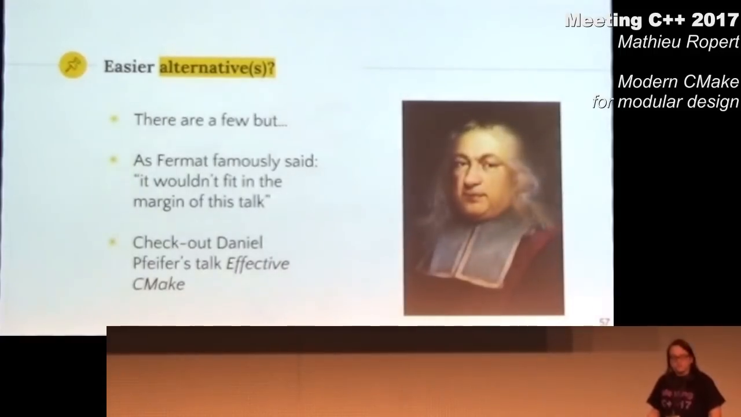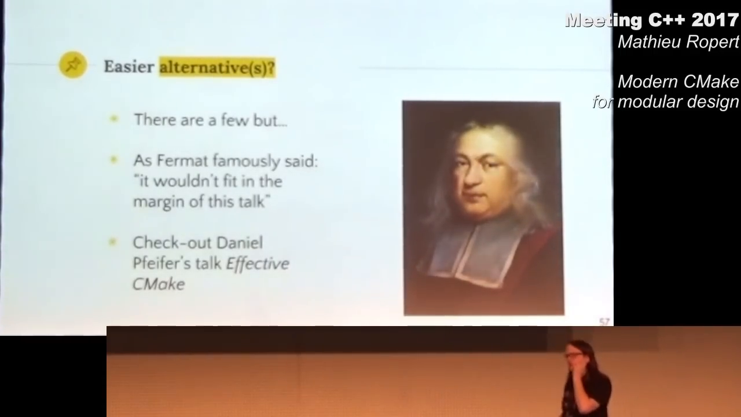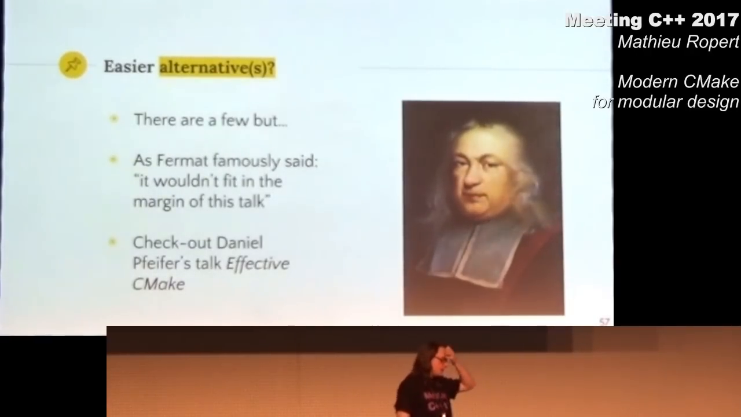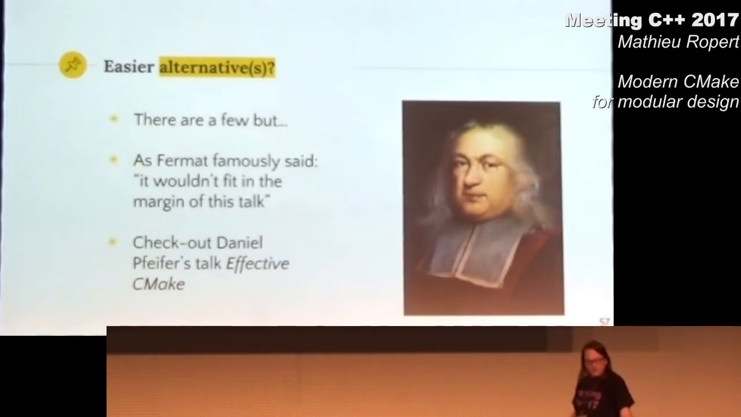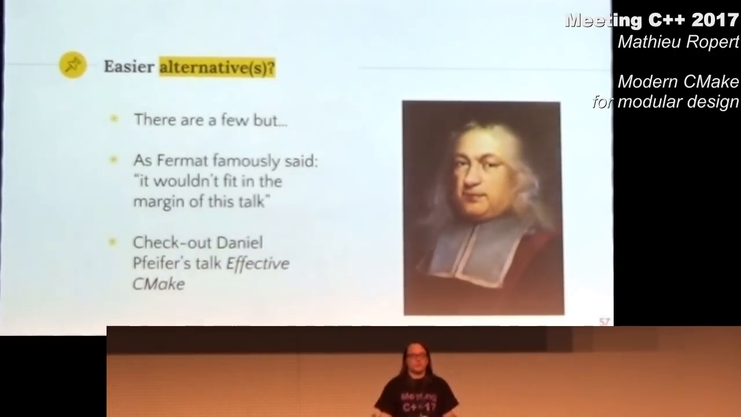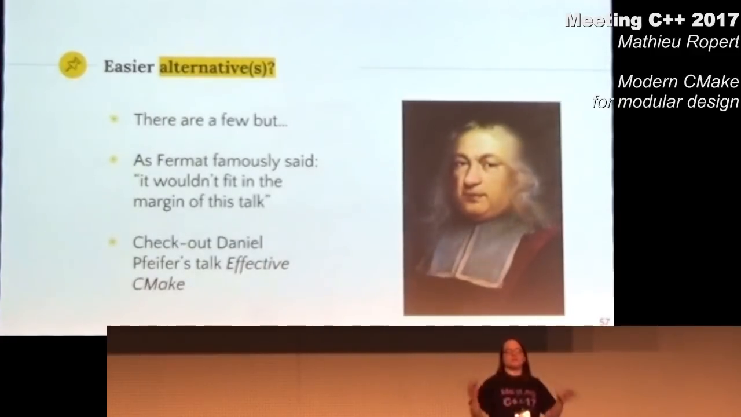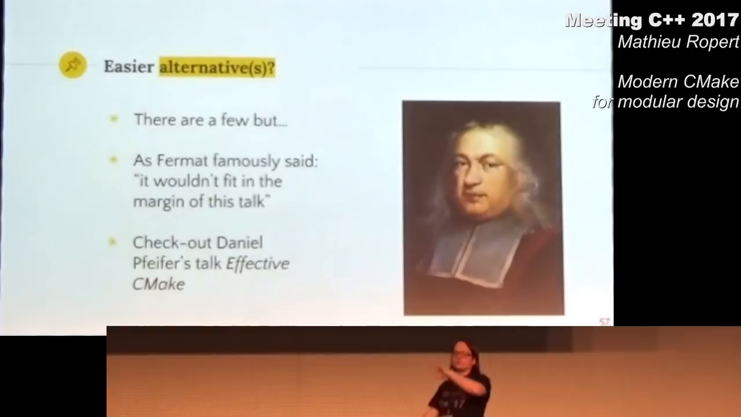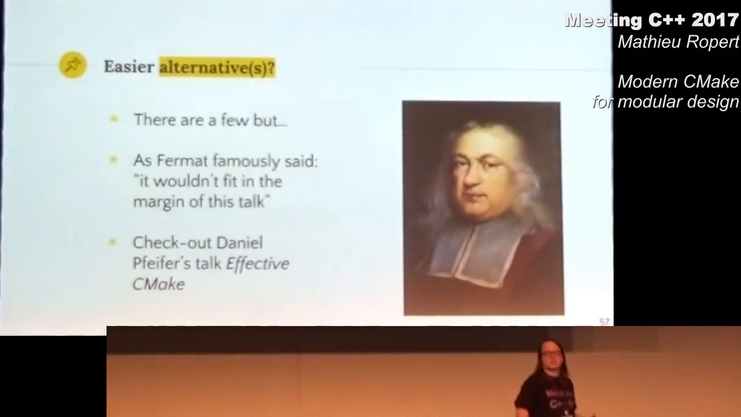Are there more alternatives? Yeah, there are a few. But as some famous mathematician that you may or may not know has said, it wouldn't fit in the margin of my talk, so I cannot explain everything here. Like I said, if you check out Daniel's very nice talk, he explains lots of things about CMake, lots of things that I didn't know, about everything in CMake, from generation to automatic code parsing, lots of stuff that covers a very wide range for like 1 hour and a half because it's a CppNow talk. Go check it. There's very good information in that.